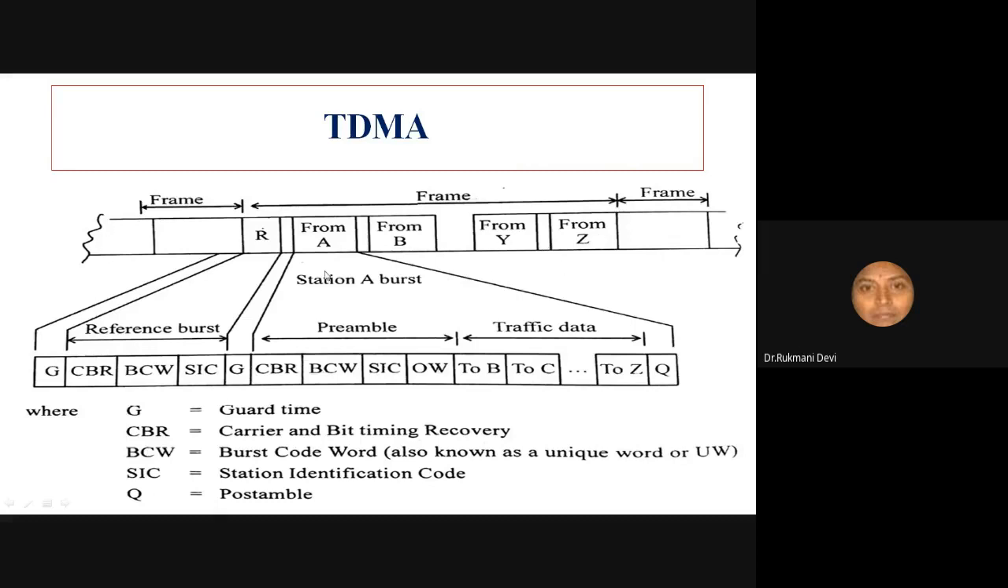All these things make up the frame. The station A burst consists of the preamble and the traffic data. What the preamble consists of is given to you. The postamble represents that the data is over. Whenever the G appears at the start, the data has started, and this is the end representation, the postamble. This is the time division multiple access frame format.